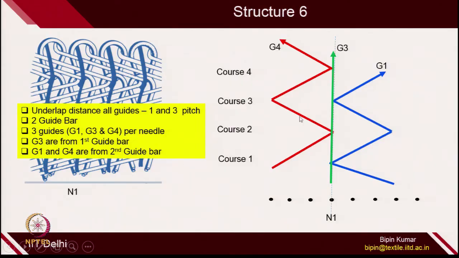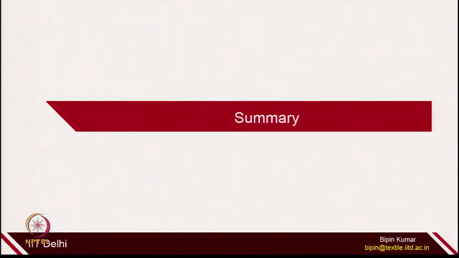I know this is a little bit difficult, but obviously warp knitting is slightly more difficult than weft knitting, but understanding of swinging, shogging, overlap and underlap is very, very important for analyzing these structures. So, with this I am ending this particular lecture.